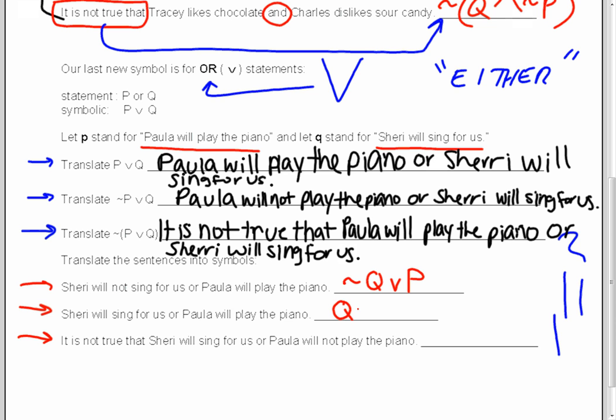Sometimes you will see uppercase, sometimes you'll see lowercase. There really is no standard. I'm not even sure what your textbook uses.